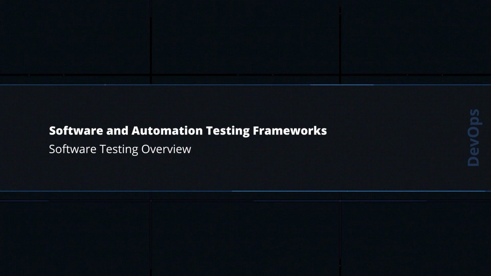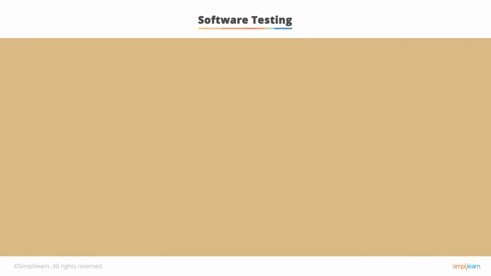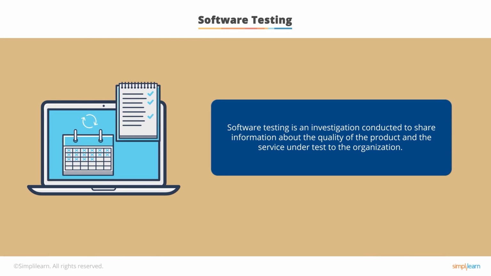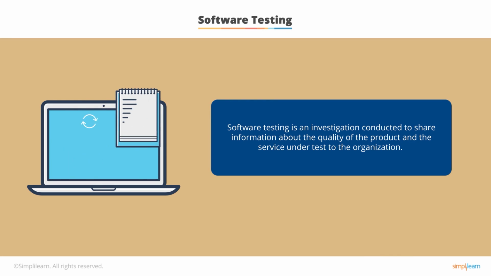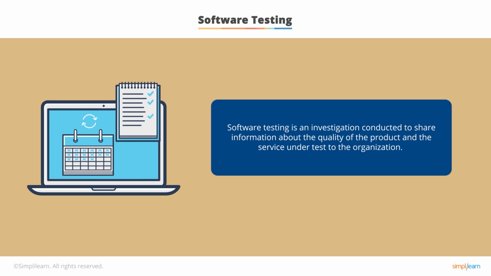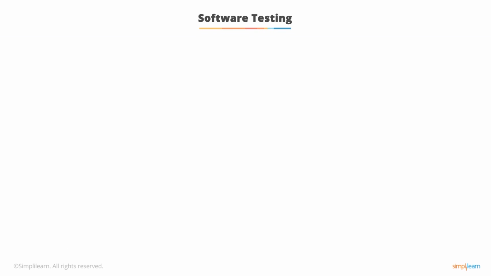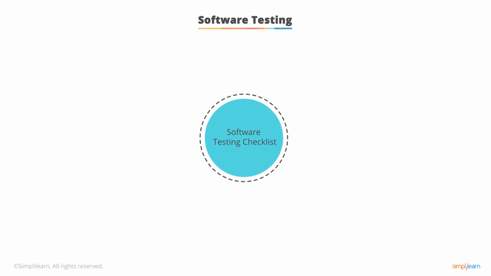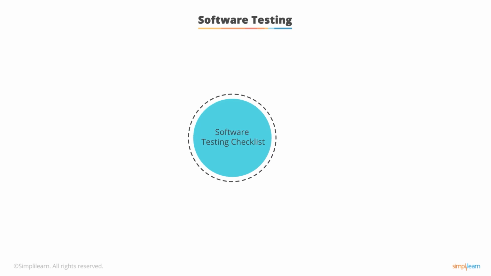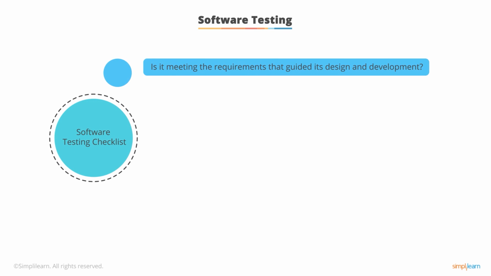Software testing overview. Software testing is an investigation conducted to share information about the quality of the product and the service under test to the organization. The software testing checklist is as follows. Is the test meeting the requirements that guided its design and development? If not, there's really no value using the test.